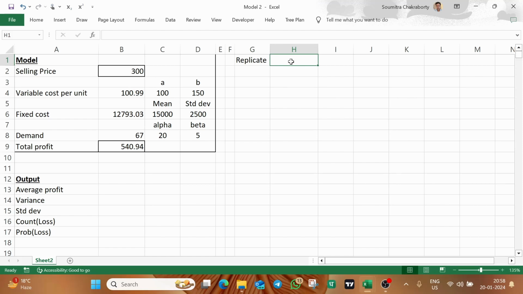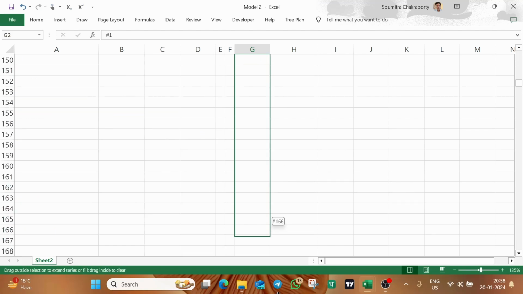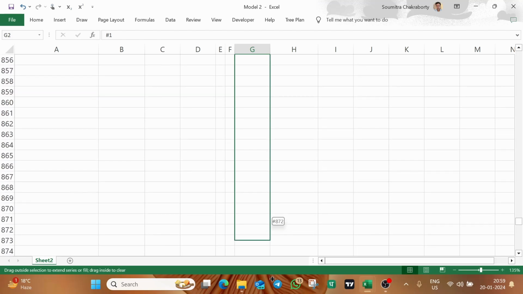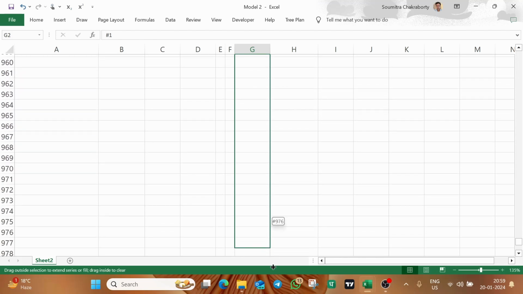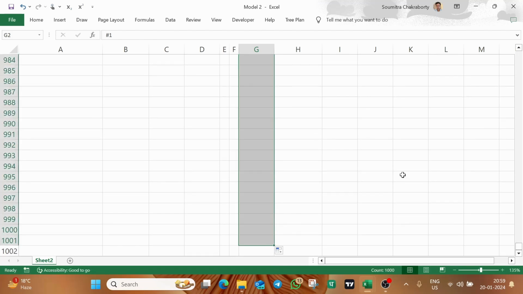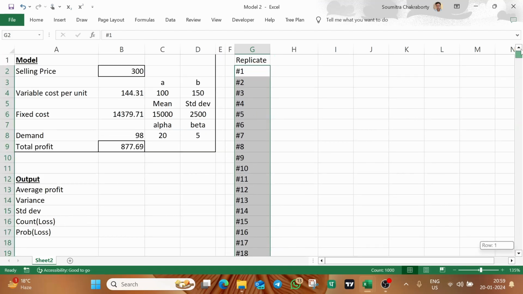Now we will replicate this model using data table option. How to do that? So first of all, we will write replication numbers here, number 1 to number 1000, because again we are trying to replicate it 1000 times. You can replicate more than 1000 times also, you are free to do that, and I encourage you to do that. But here for academic purposes I am only restricting the number of replications up to 1000.